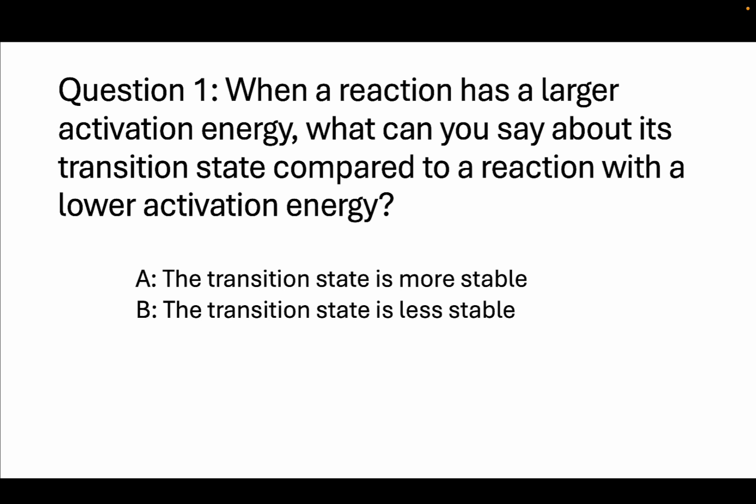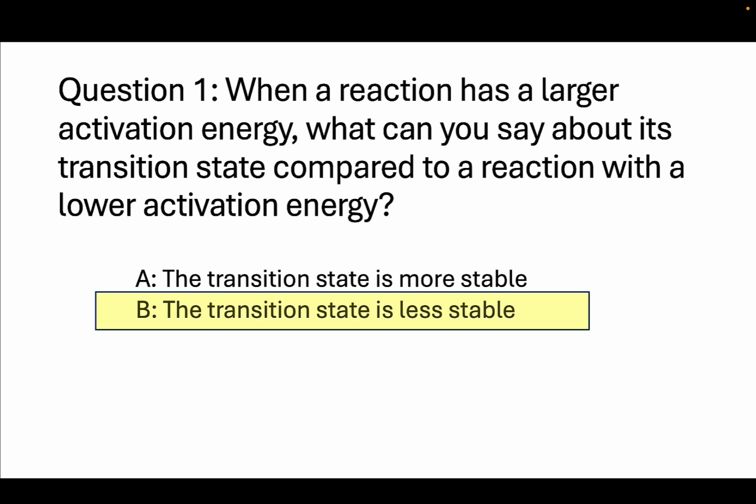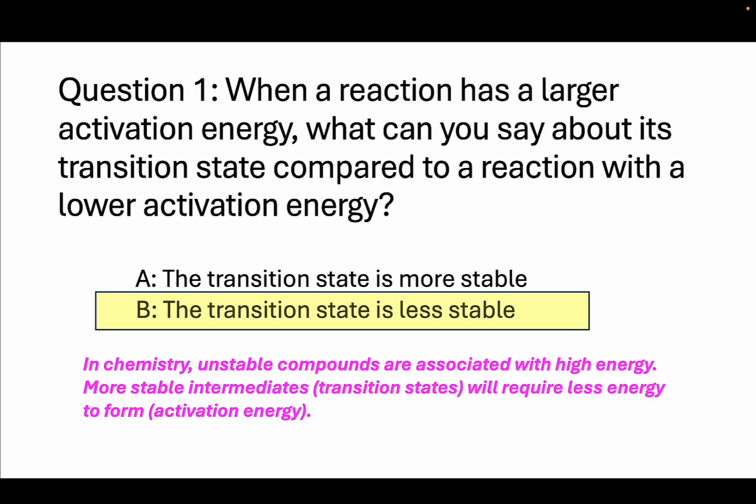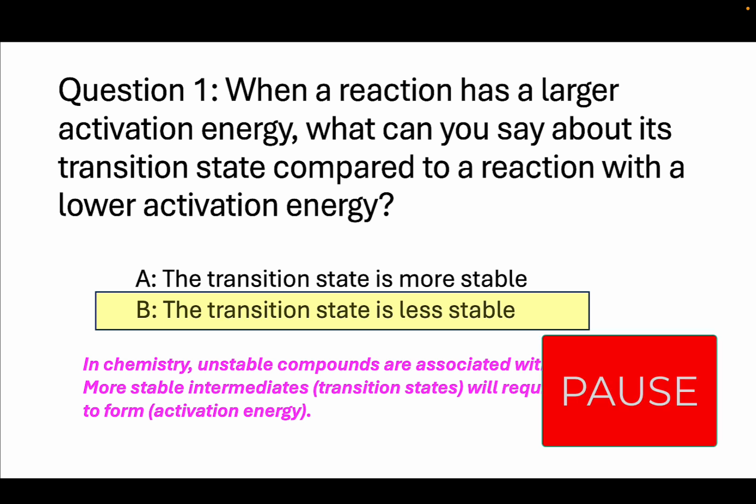Hopefully you've gotten to make an educated guess at this one. The answer is the transition state is less stable. When we have a larger activation energy, that means it takes more energy to get through the transition state, which means that the transition state is likely less stable. Remember that unstable compounds are generally associated with high energy complexes, and the more stable a transition state is, the easier it's going to be to attain the amount of energy required for the transition state.